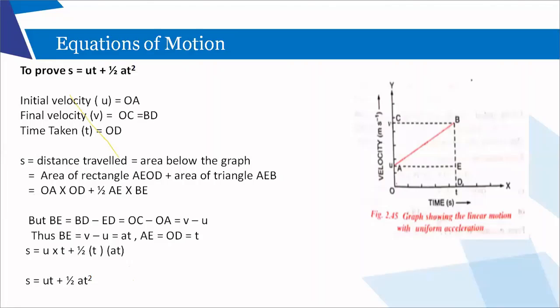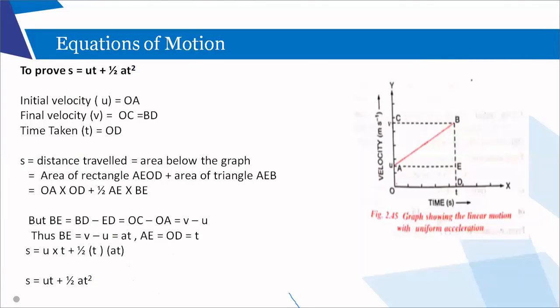Now the next thing: I have got the value of BE. Now this AE, what do I do with it? AE is equal to OD. Look at AE, this is AE. That is equal to OD, the lower part. And OD is nothing but time. So I have already written that time is OD.